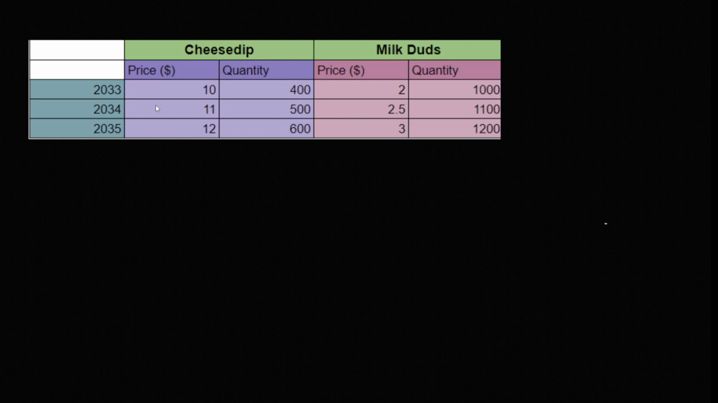The price of a pint of cheese dip is $10, and a singular milk dud costs $2. I know, it's absolutely insane. Inflation's been really bad in like 2031, but we don't see that information. Just trust me. So first we need to calculate the nominal GDP.